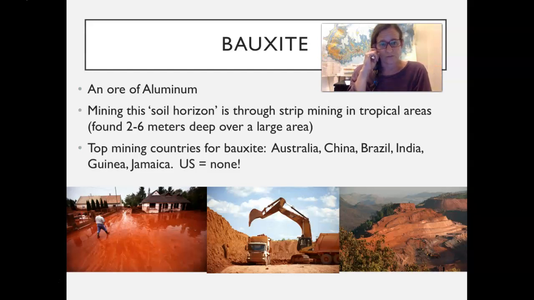So bauxite forms in layers in soil. In order to get that resource, they do strip mining. They'll remove whole mountains. It's like mountaintop removal just to get to the layer of bauxite. The top mining countries for bauxite are those that have the right climate: Australia, China, Brazil, India, Guinea, Jamaica. The United States has no real places where there's bauxite.